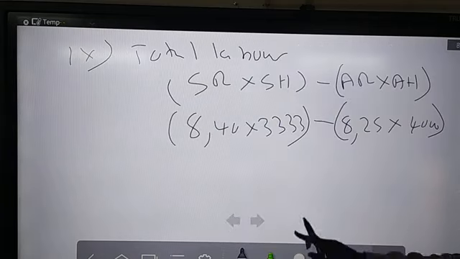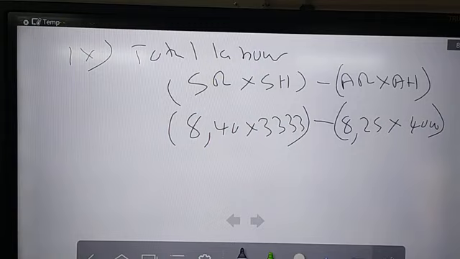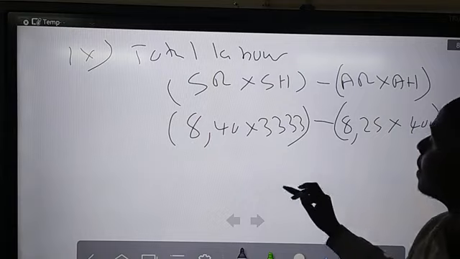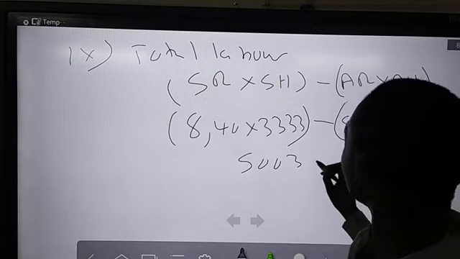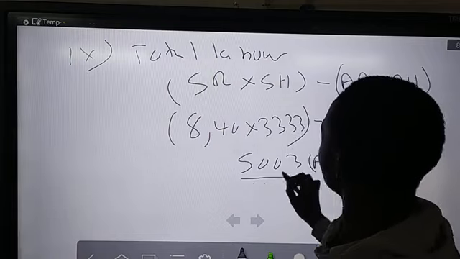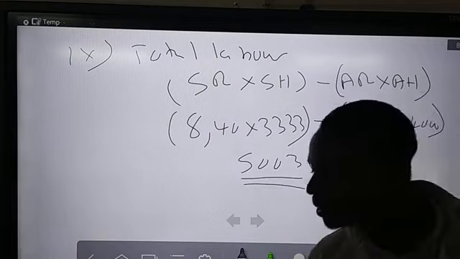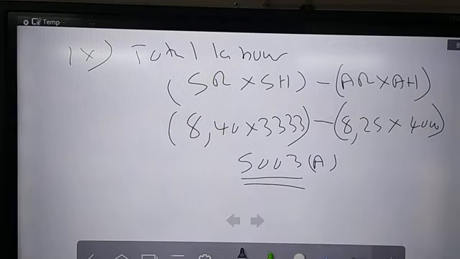Okay. So if we calculate, it's 8.40 times 3333, then minus 8.25 times 4,000. We get 5003. Which is a what? Adverse. Okay? So that's how you calculate the main, the major variances.